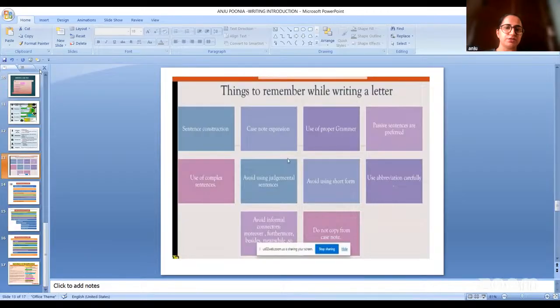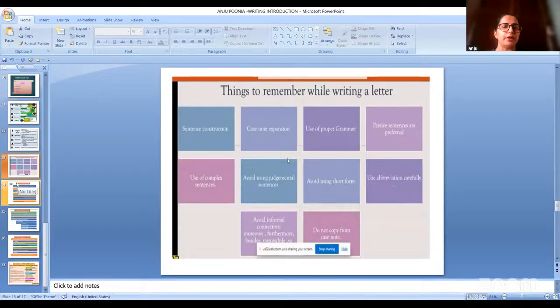Case note expansion. Definitely when we start the writing, we can't get stuck just at the introduction to the patient and the purpose. If we are competent, at that time we can easily expand the case note. So it's crucial.